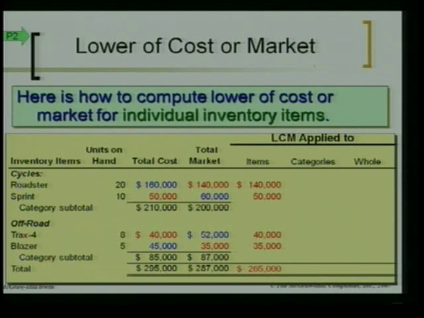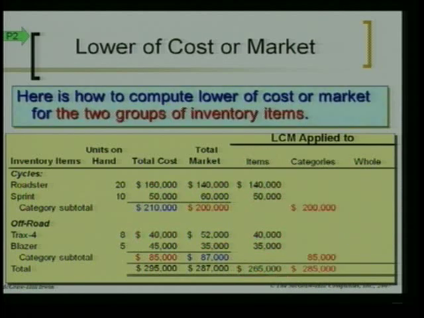You can either apply LCM to each item, or to a category, or to the whole. If you do it by item, then you go through each item and say, okay, what is the lower of these two numbers, 160 and 140? It's 140. What's the lower of 50 or 60? It's 50. What's the lower of 40 or 52? It's 40. What's the lower of 45 or 35? It's 35. Thus, I would write my inventory to a total of 265. That's if we applied LCM to each item. You with me?